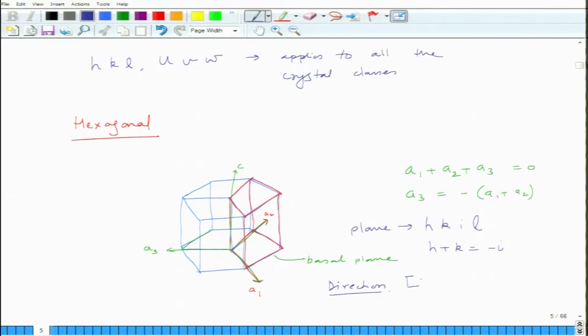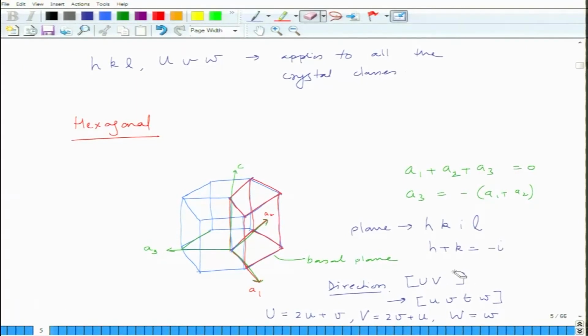if I have a 3-index system UVW, then that can be written as UVTW, where one can prove it vectorially. Capital U is 2 small u plus small v, capital V is 2 small v plus small u, and capital W is equal to small w.